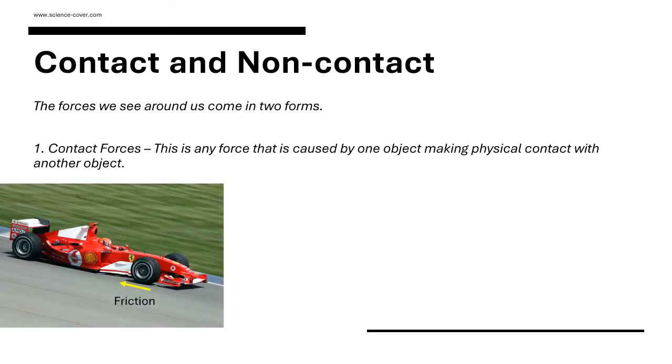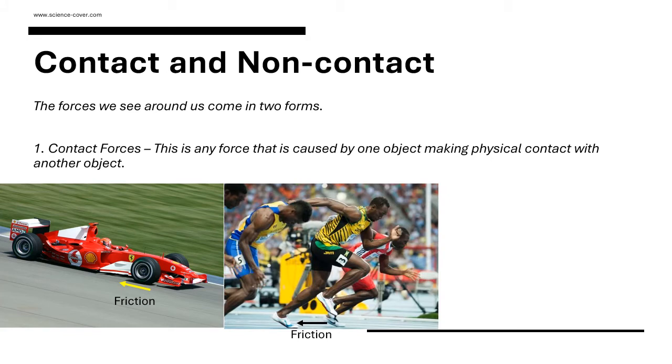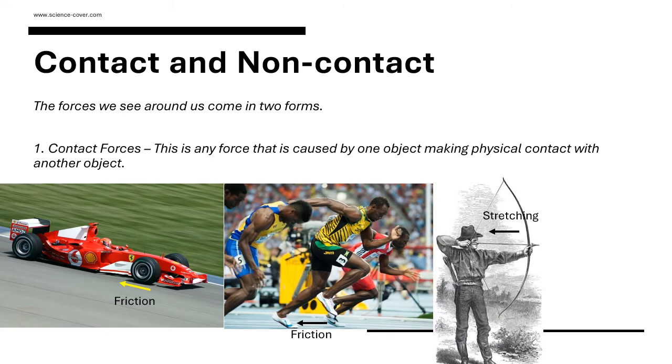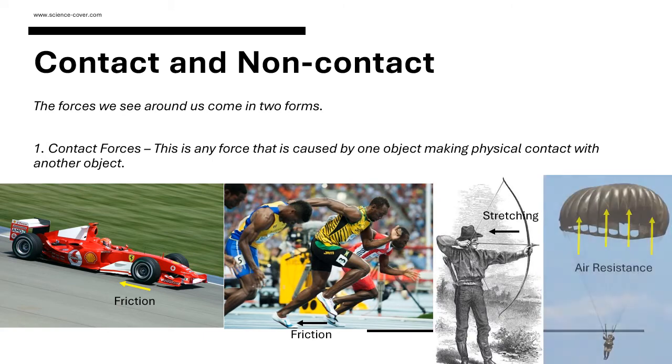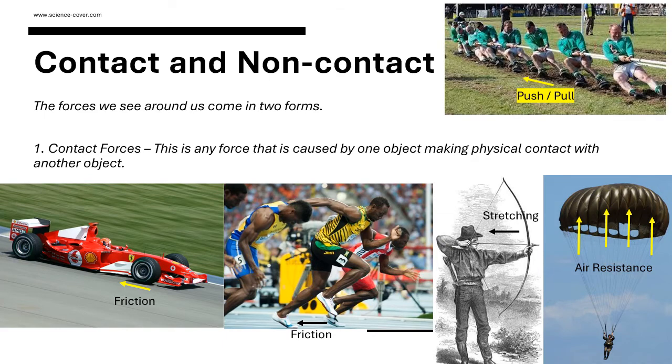This wheel is in contact with the ground, therefore the friction it produces is a contact force. This sprinter's shoe is in contact with the ground, therefore the friction it produces is a contact force. This archer is in contact with the bow, therefore the stretching of the bow is a contact force. The air particles are striking this parachute. The air particles are in contact with the parachute, therefore air resistance is a contact force.